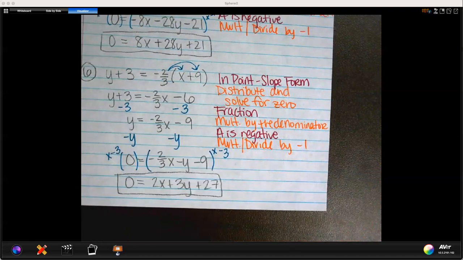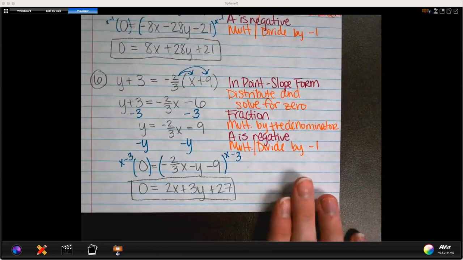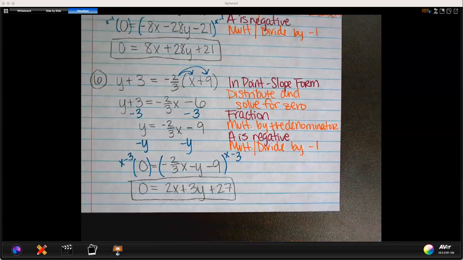How many people were able to get that final answer regardless of whether you did it in 1 or 2 steps? Good. Okay, does that make sense to everyone that you can multiply by a negative LCM or a negative denominator? Okay. All right, that is the last of those types of problems. We're obviously going to try a different thing.